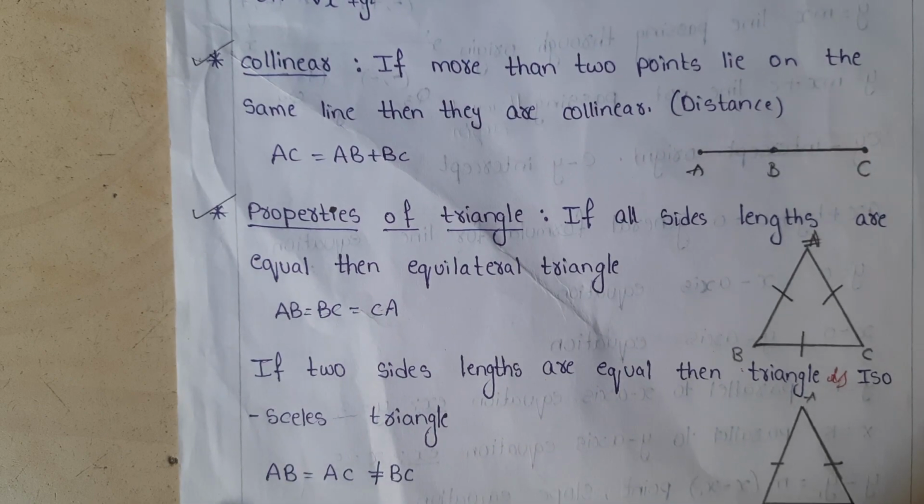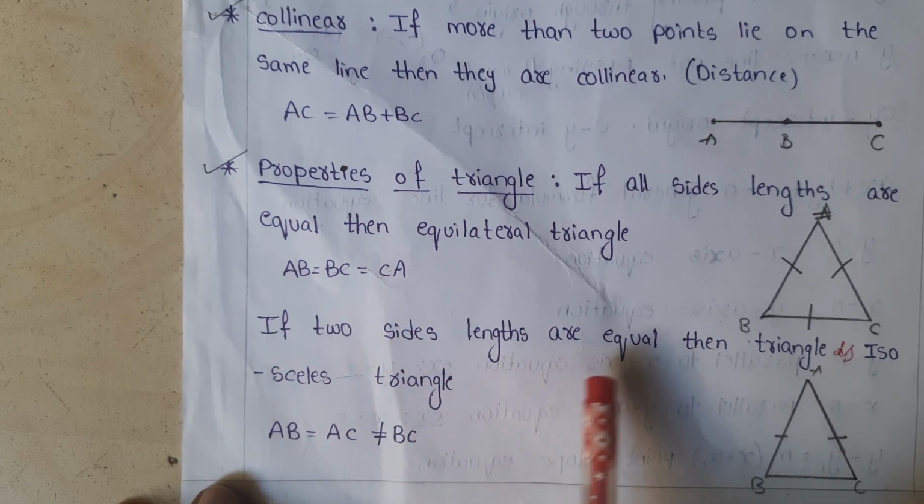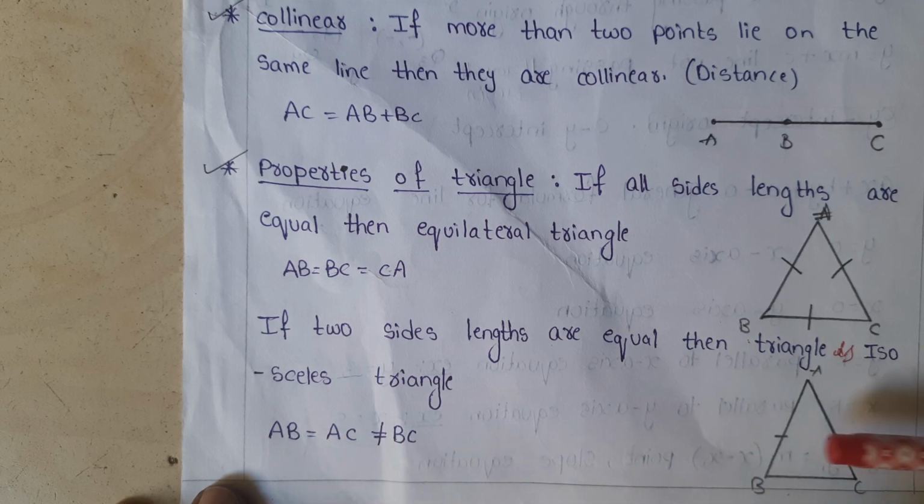If two sides lengths are equal, then the triangle is an isosceles triangle. Here AB is equal to AC is not equal to BC. That means 2 sides lengths are equal and the third side is not equal.